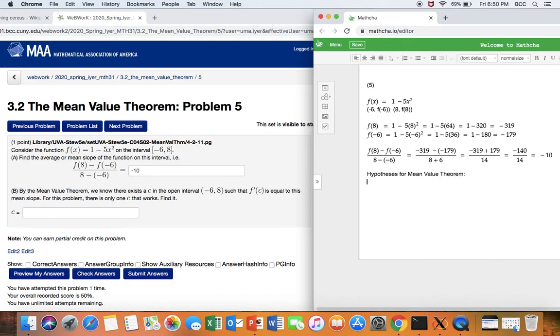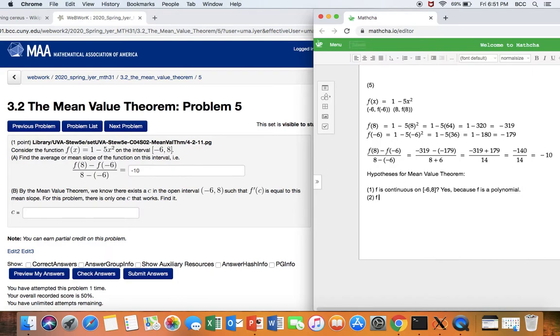Question 1: f is continuous on the given interval. What is my interval? −6 to 8. Well, yes, because f is a polynomial. Polynomials are continuous on the whole real number line. In particular, on a small part of the real number line, it is continuous.